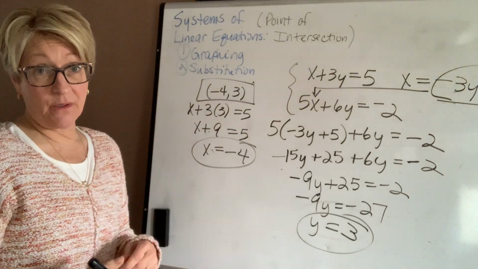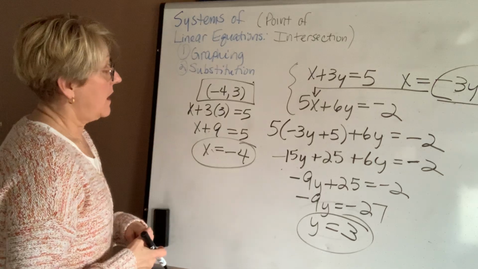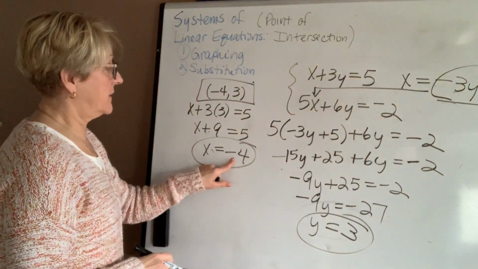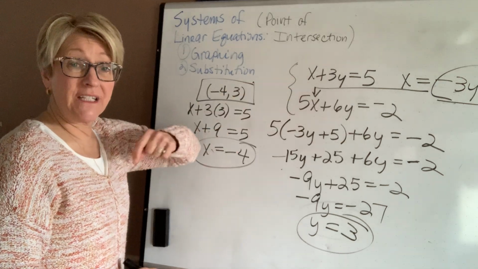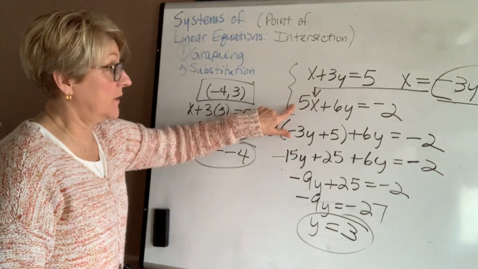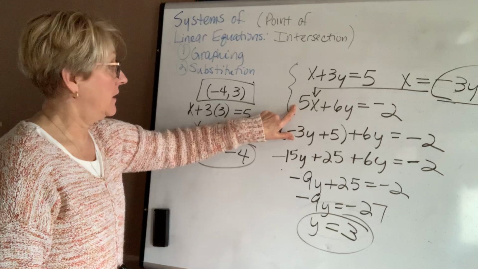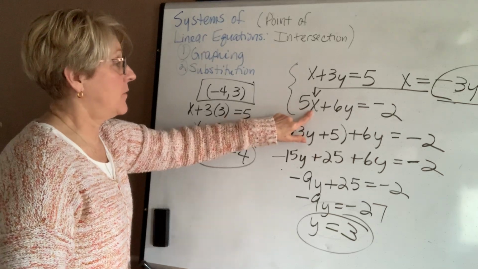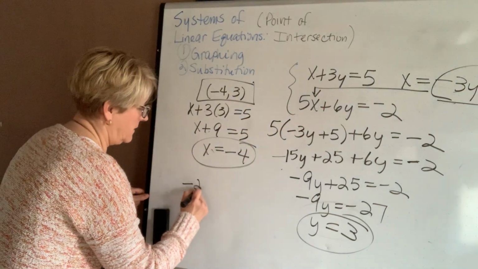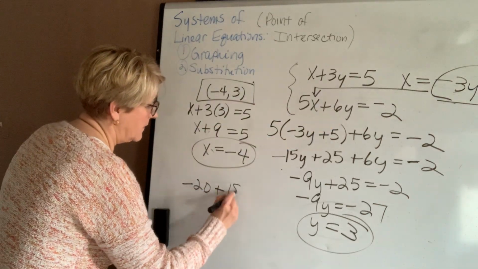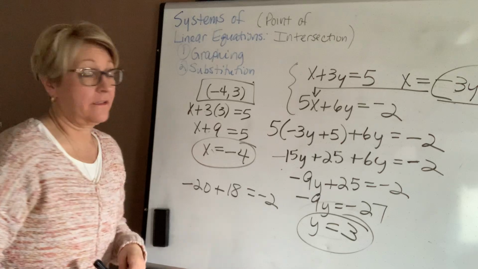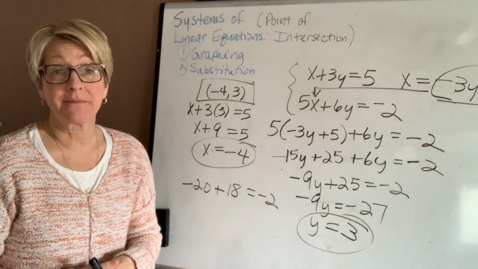And I'm going to check it real quick, okay? Since I generated this solution by going to the first equation, I'm going to check the coordinates by going to my second equation. So 5 times negative 4, negative 20. 6 times 3, and clearly that works.